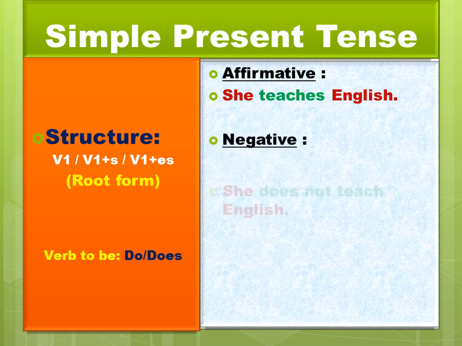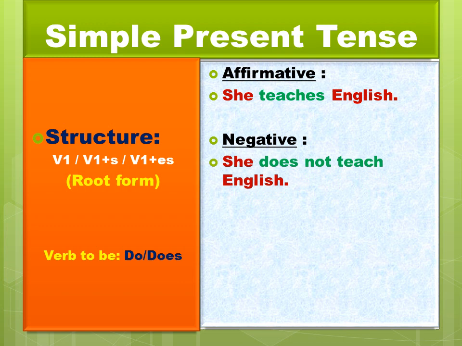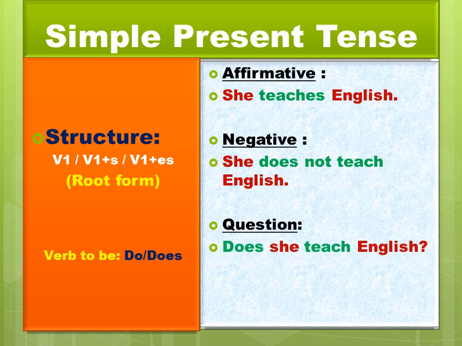Now let's learn how to frame a negative statement. When we are framing a negative statement, we need to use not. She does not teach English. How to frame an interrogative statement? Does she teach English? And a negative interrogative? Doesn't she teach English? Here, the verbs do and does are helping verbs. We need to see the subject-verb agreement when we are using either do or does.